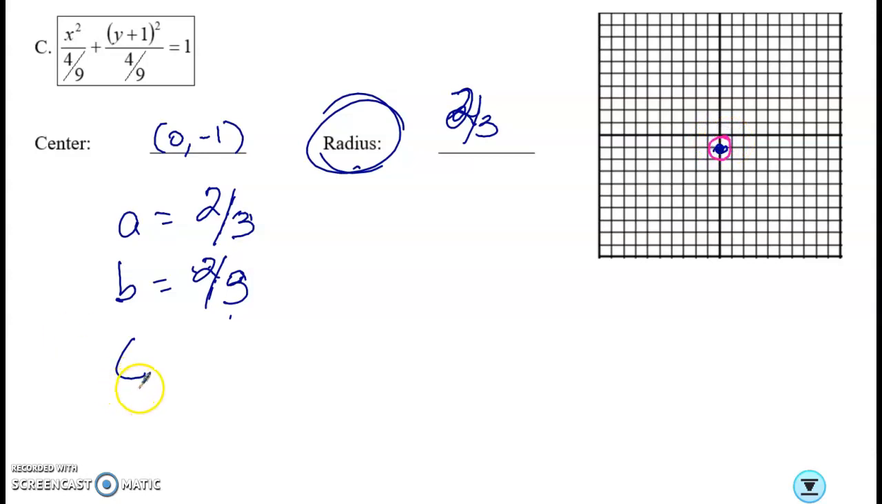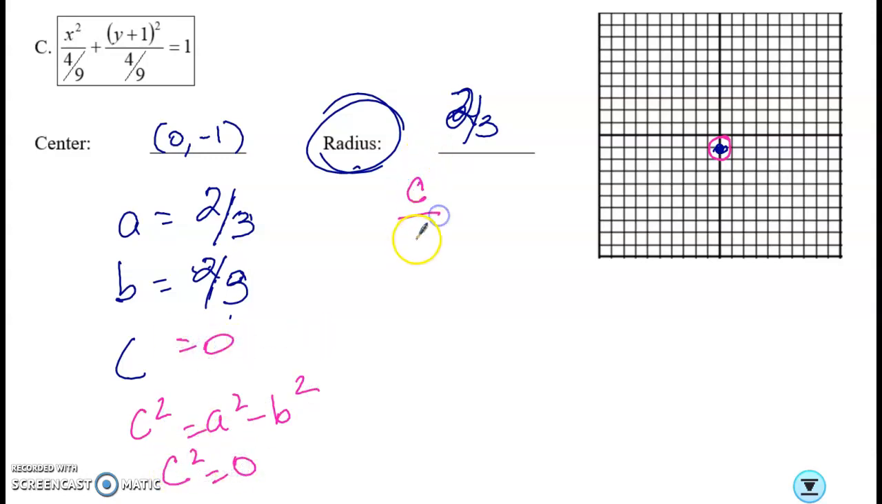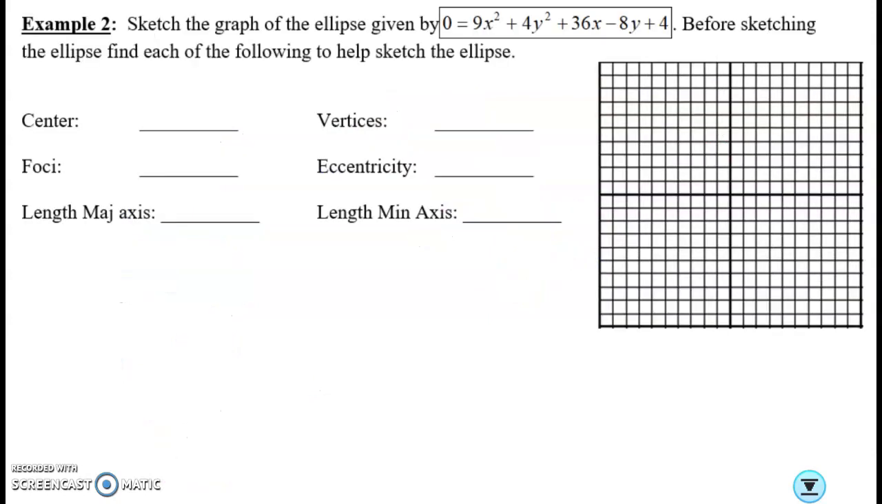But if you solve for C, C squared equals A squared minus B squared. Well, A squared and B squared are the same. So C squared is equal to 0. So C is 0. So when you do C over A, you get 0 over 2/3, which is 0. So that's what makes it perfectly a circle.